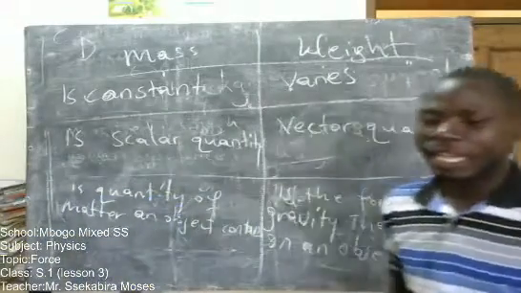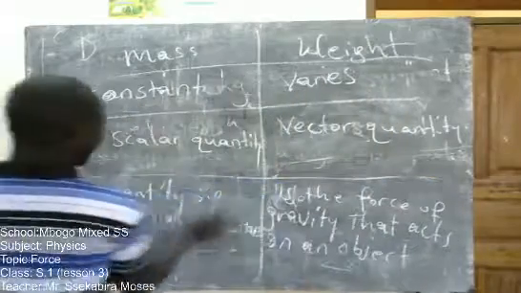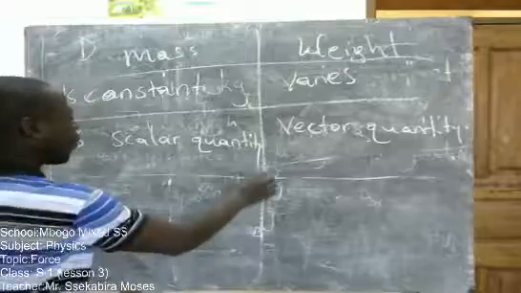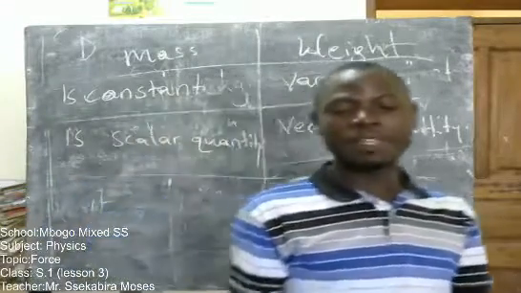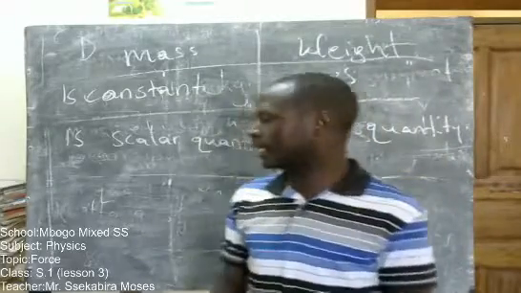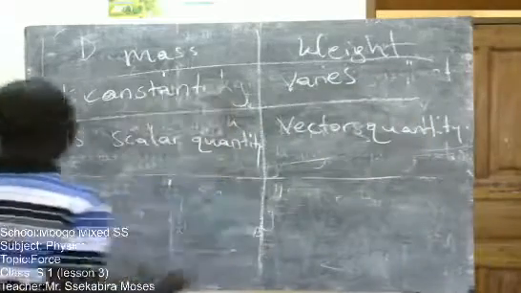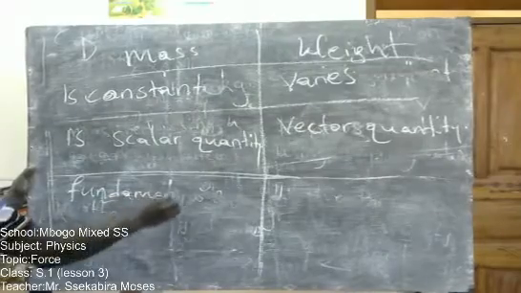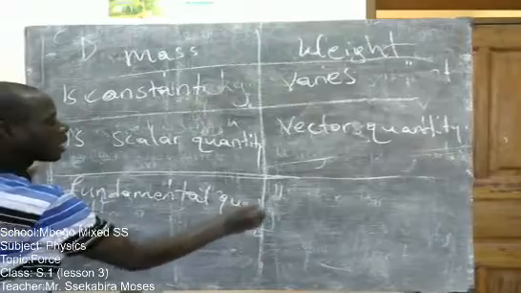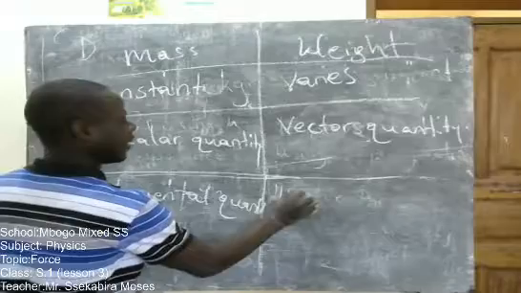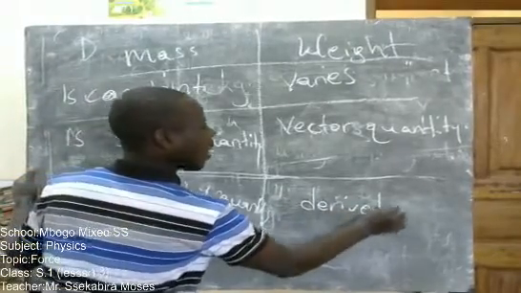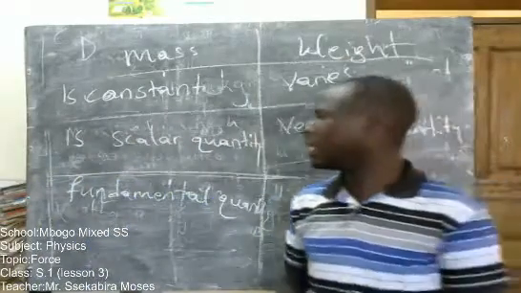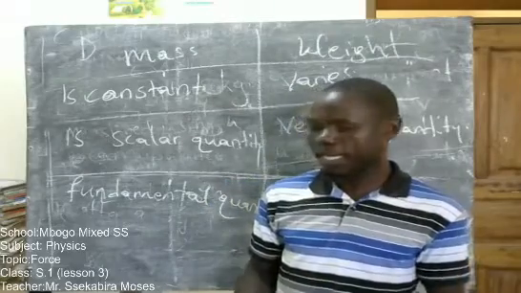Then I was surprised when one of your colleagues, who belongs to senior one of Mbogo Mixed SS, said that he found another difference between the two: a derived quantity and a fundamental quantity. He found out that mass is a fundamental quantity, while weight is a derived quantity. These are some of the differences which you were able to submit from the assignment which I gave you.